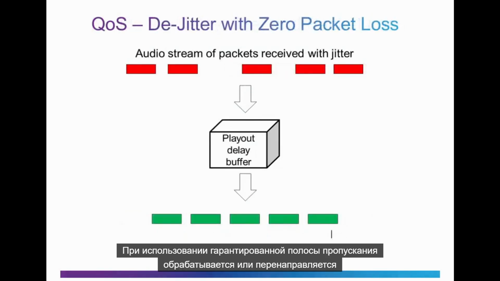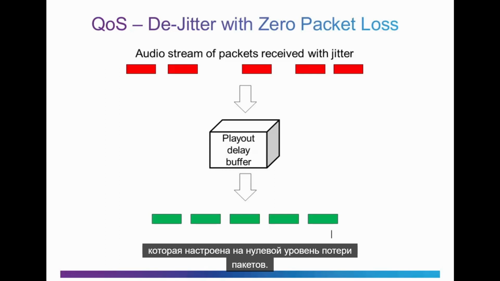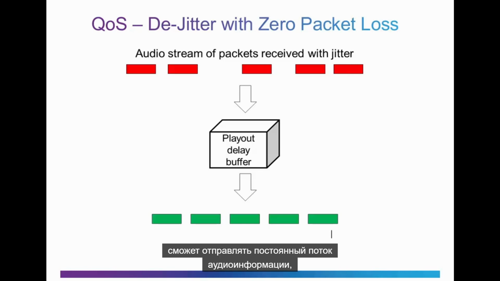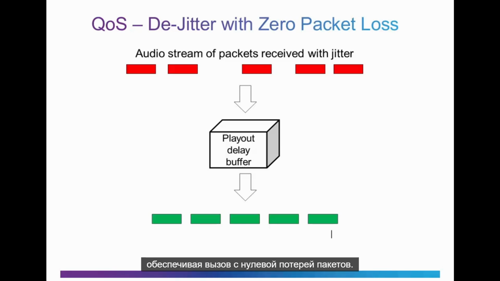Now, with QoS, more voice packets are processed or forwarded because they're in the high priority queue and it's been configured for 0 packet loss. So you still have, let's say, variations in delay and you can have jitter, but an audio stream is able to make up for that, and a playout delay buffer can send out a constant stream of audio information, resulting in a call that experiences 0 drop-off.